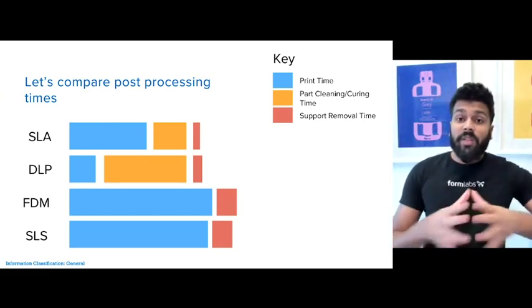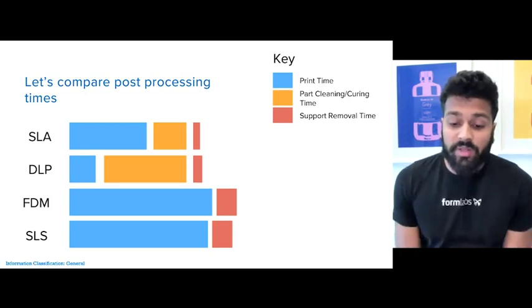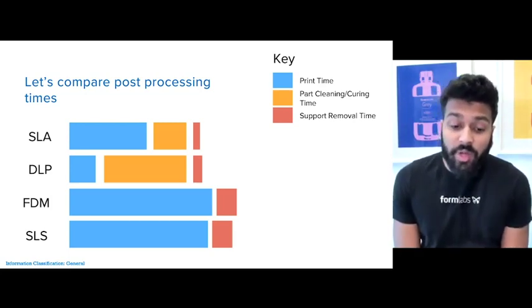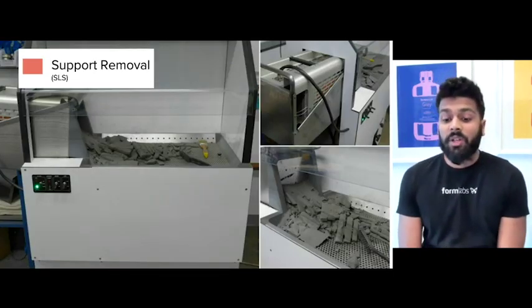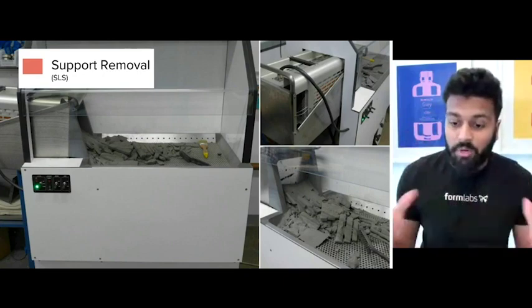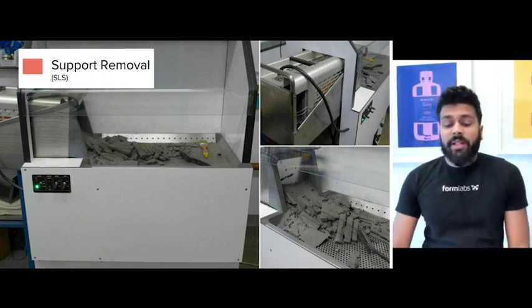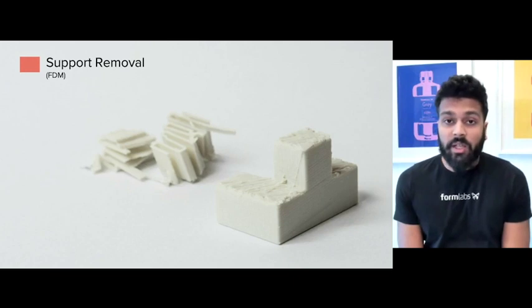Now let's look at the second part of post-processing, which is support removal time. That's highlighted here in red, and it's applicable for all printing technologies. You have to remove the supports or clean up the part fully. Let's look at what that means. For SLS, you have a machine and a station. You'll have to do some sort of media blasting and brushing, really taking away excess powder.